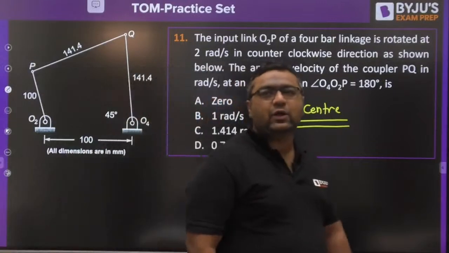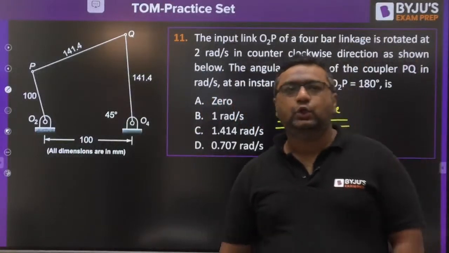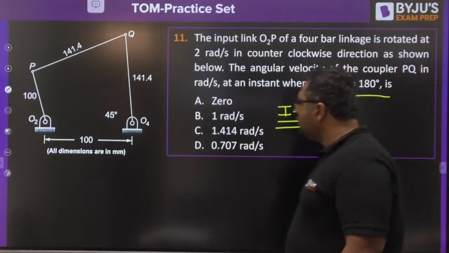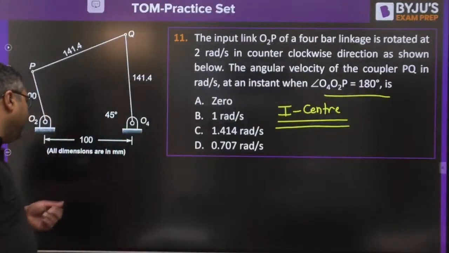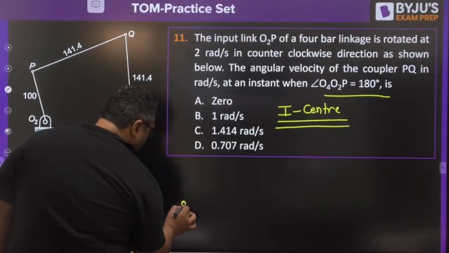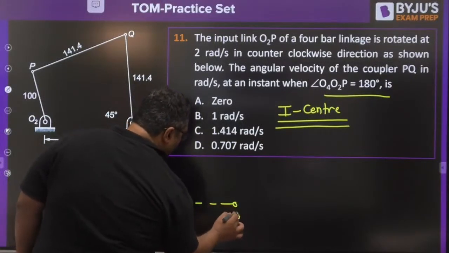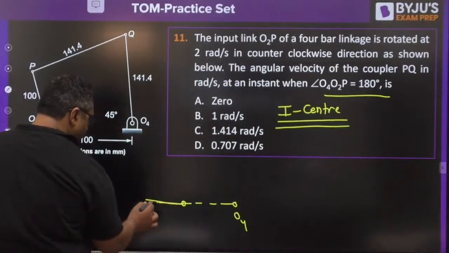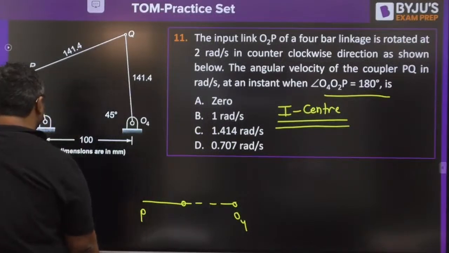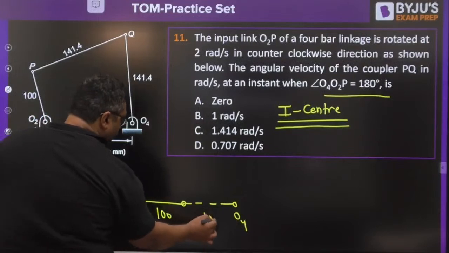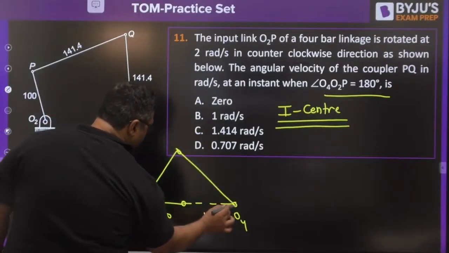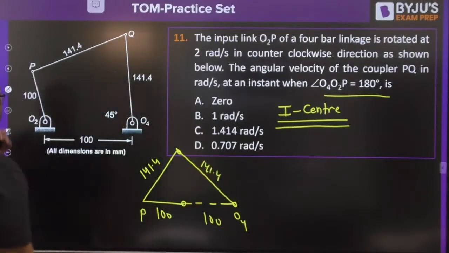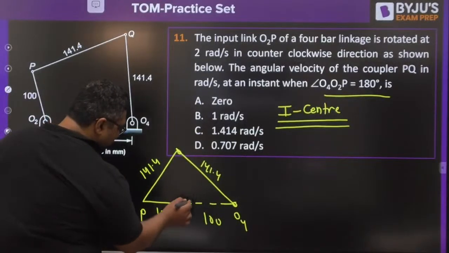Yes, dear, but in GATE you cannot use that external calculator. You need to use the given calculator only. So they are asking you when this angle is 180 degrees, and similar questions have been there in GATE. So you are having O2, O4, and then P. This is 100, 100, 141.4. The same things are given, and this angle is 180 degrees.